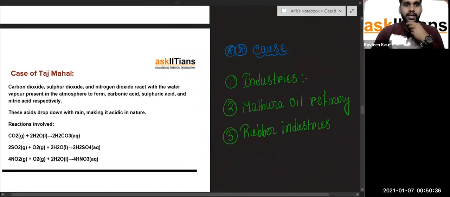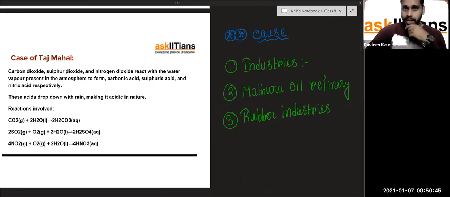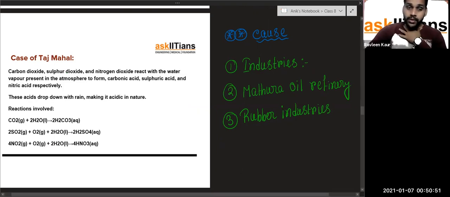Now, what is happening with the Taj Mahal? I think you know that the Taj Mahal is one of the seven wonders of the world, and something is wrong with it. Okay, the Taj Mahal is sick. Now why is this happening? You need to understand that pollution is harming our Taj Mahal as well. So how is it doing that?